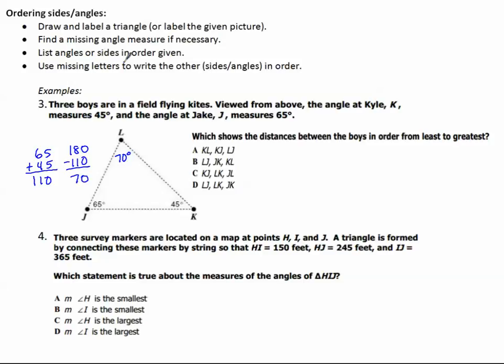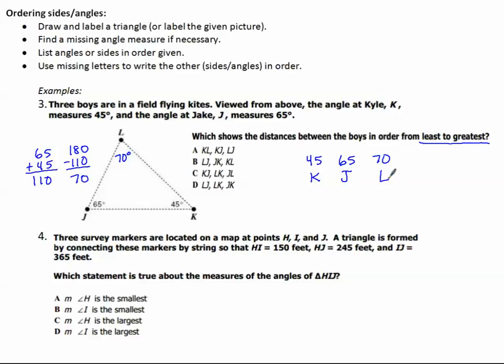Now list the angles or the sides in the order given. Usually they ask to go from small to large, but let's read it to make sure. Which shows the distances between the boys in order from least to greatest. So I want to order what I have from little to big, from small to large. So I'm going to start with the small angle. 45 is the smallest. That's angle K. If I start with just ordering the numbers, that could help too. So 45, then 65, then 70. K is the 45, J is the 65, and L is the 70.